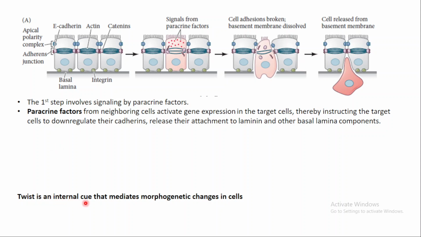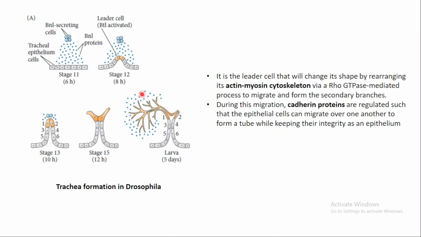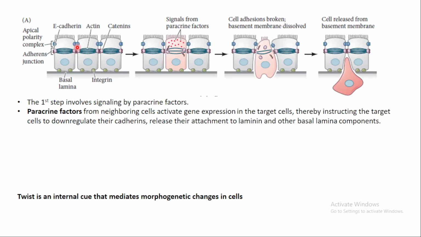And twist is an internal cue that mediates morphogenetic changes in cells. Twist is not an external cue, as we saw here in the trachea formation. Branchless is a protein which is externally influencing the tracheal epithelium cells, while twist is a protein that is encoded in the cells themselves and which causes morphogenetic changes in the cell. We will see further that in the Drosophila ventral side, how the cell shape changes is mediated by snail and twist.